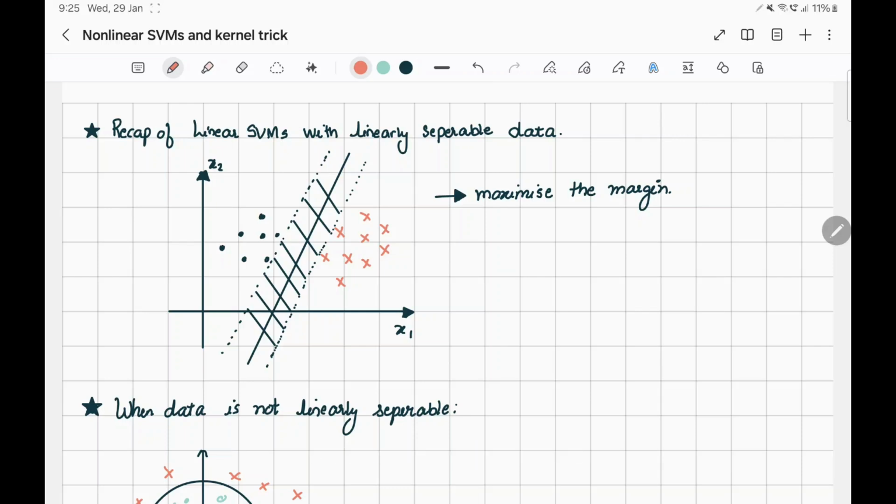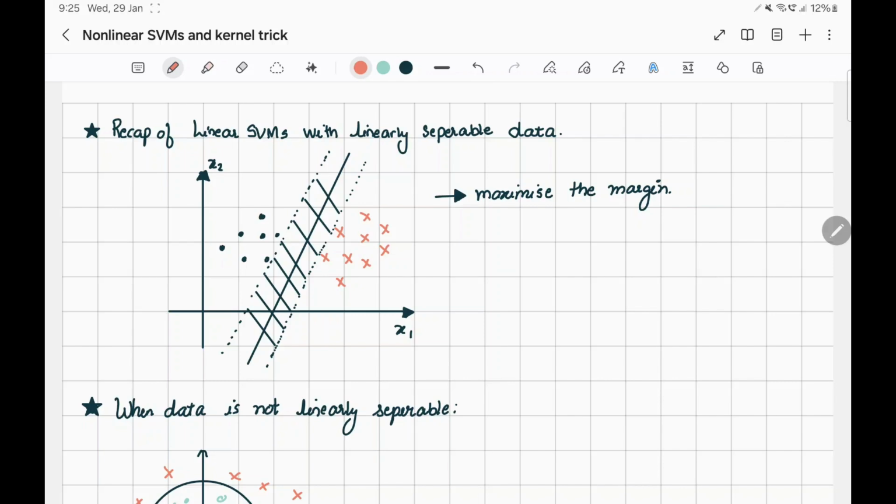Today we'll be talking about when the data is not linearly separable, how SVMs handle that, and we'll also talk about the famous kernel trick. But before that, let's recap what we have learned about linear SVMs.